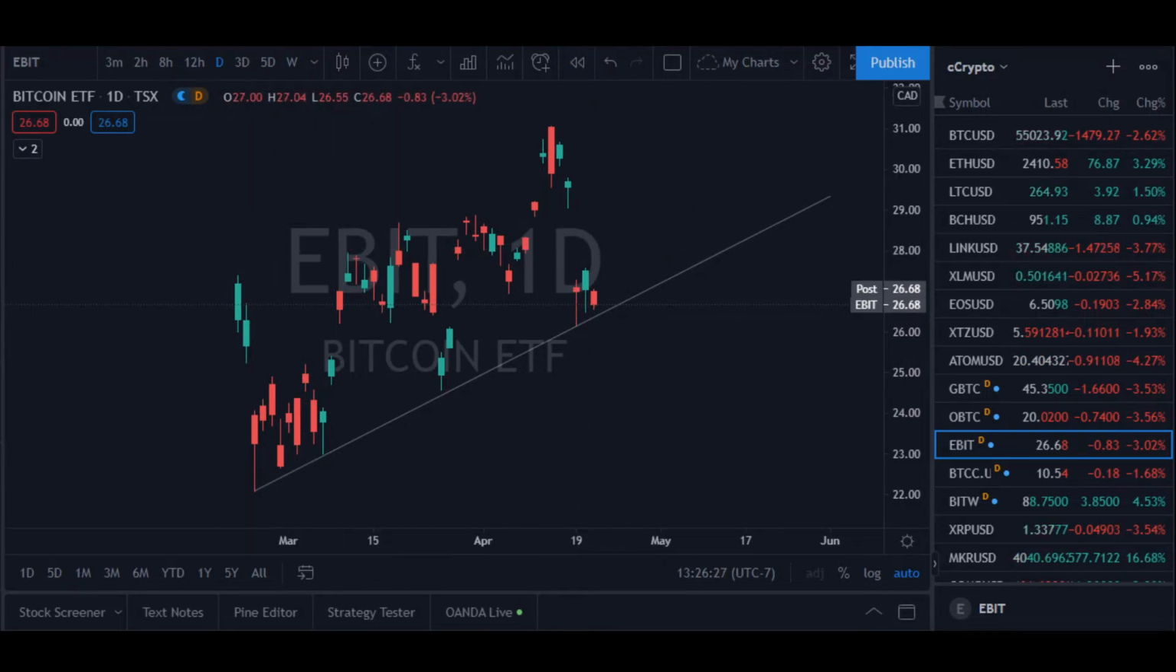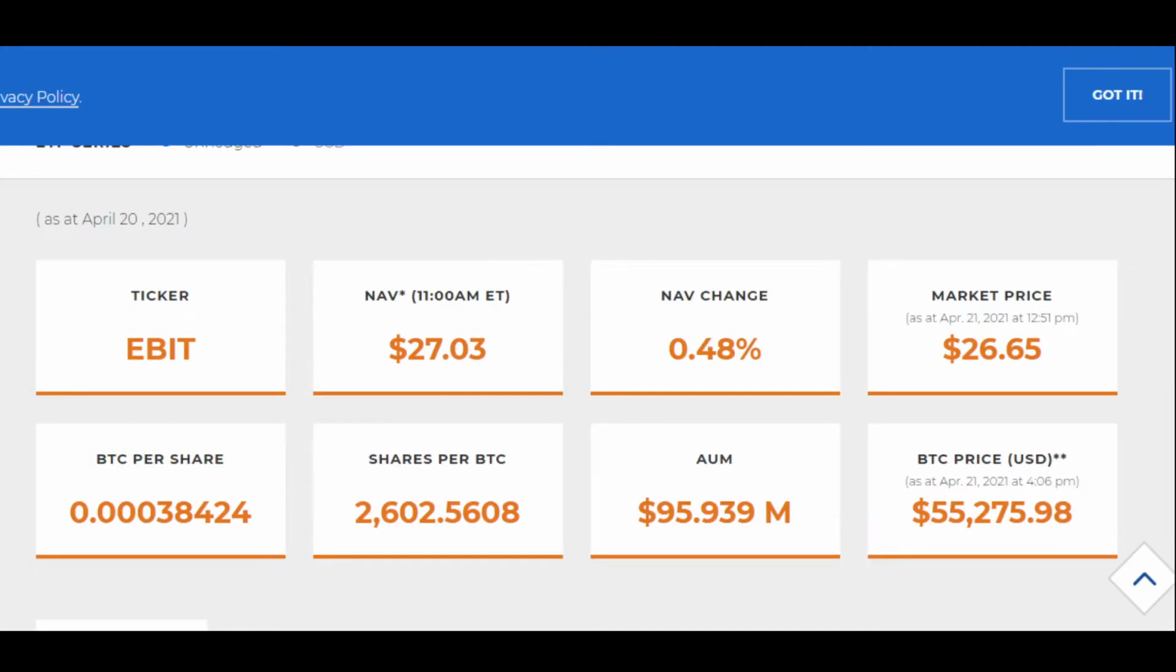But let's find this ETF. I think we're on EBIT. So look at the EBIT. The NAV, the net asset value, is $27.03, but its market price is less. So this is also trading at a discount.